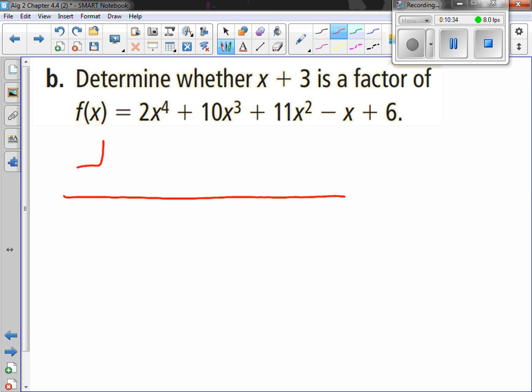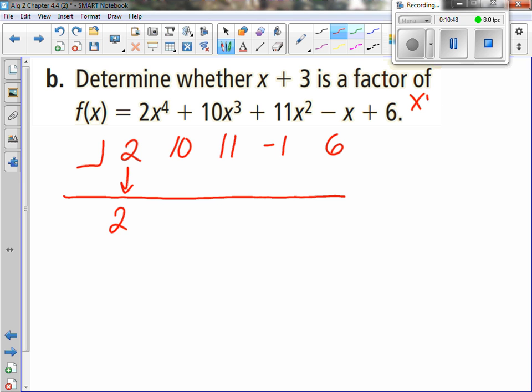So what would the numbers going across the top be? We'd start out with 2, 10, 11, 1, 6. And we drop the 2. Now, what goes in the cubbyhole, we'd really solve x plus 3 is equal to 0. So we'd subtract 3 from both sides, and we get x is equal to negative 3.